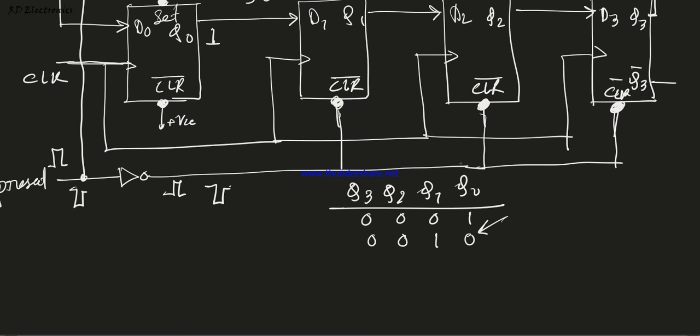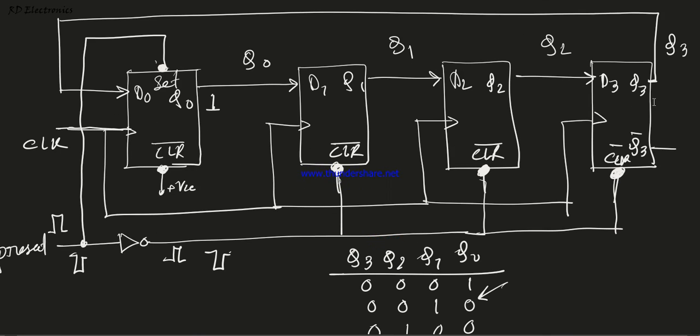If we again apply the clock, the 1 is shifted to the next bit, and if we apply again, this 1 is shifted here. So it looks like this 1 is shifted from one state to another state, that means one value to another value, or one bit to another bit. And for the last, when it comes out from the Q3 bit, the output of the Q3 bit is connected to the D0 bit.